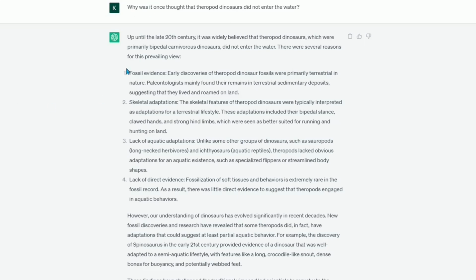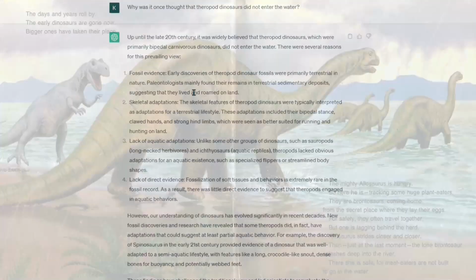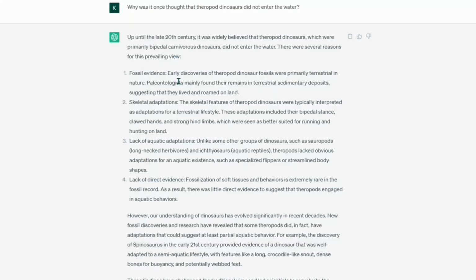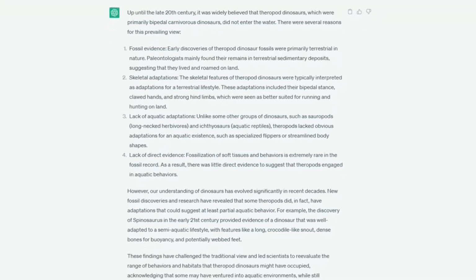My question was, why was it thought that theropod dinosaurs did not enter the water? When I was a kid, paleontology books seemed to indicate that if a herbivore escaped to the water, then the theropod carnivore would not be able to pursue them there. And ChatGPT explained how that was once thought for the following reasons, which you can read, and how the consensus around this topic changed as we got into the 1990s and the early 2000s. So you can pose questions like this or other ones, or pause this to read this answer.